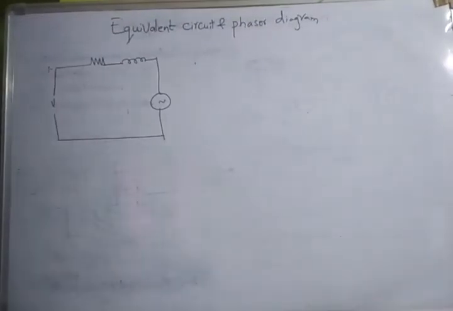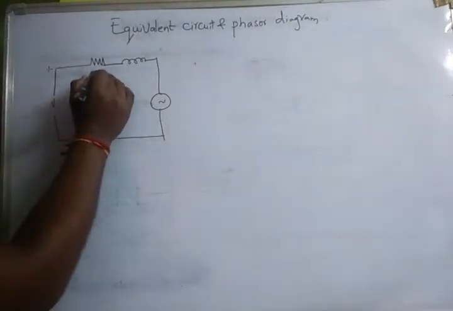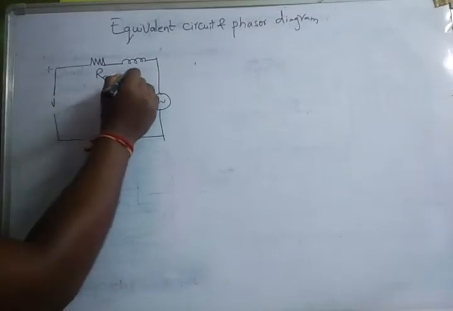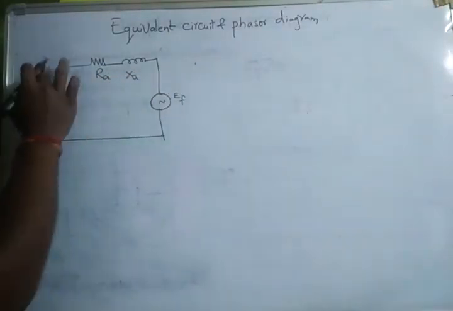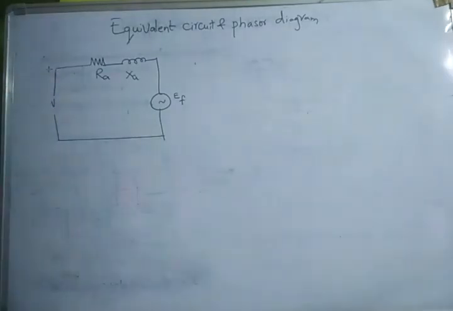Peter's Engineering College. Today, the topic is equivalent circuit and phasor diagram of synchronous motor. A synchronous motor is the same as the synchronous generator, except that the direction of the power is reversed. The equivalent circuit of the synchronous motor consists of armature resistance, armature reactance, the excitation voltage, and the terminal voltage.